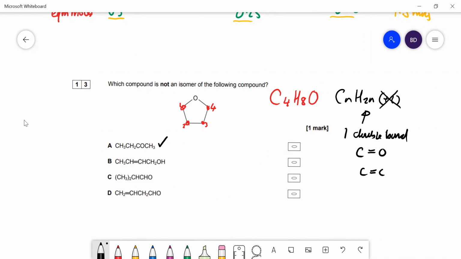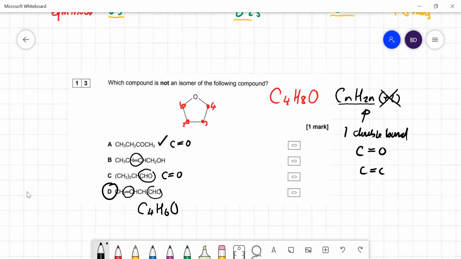This has got a carbonyl in it. That's okay. This one has got one carbon-carbon double bond. This one's got an aldehyde, so it's got one there. This one has got two double bonds though. It has a double bond there, and a double bond in the aldehyde. So that would not be C4H8O, it'd be C4H6O. So that one is not an isomer, so that's D. It's very useful, this CnH2n thing. When you've only got carbons, hydrogens, and oxygens, it tells you how many double bonds or cyclic structures you've got.